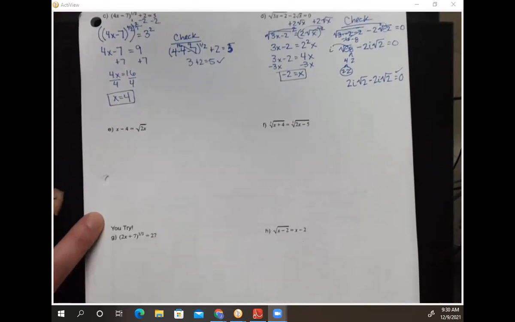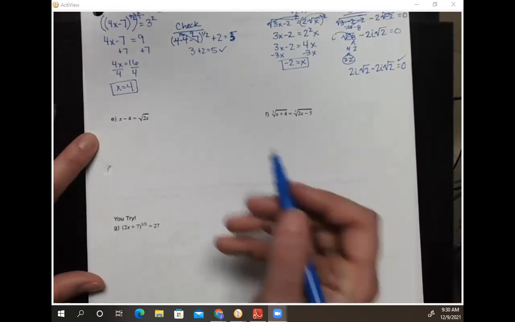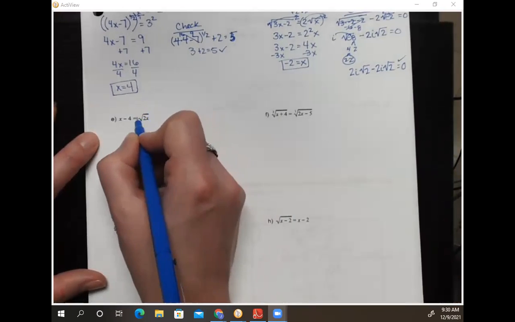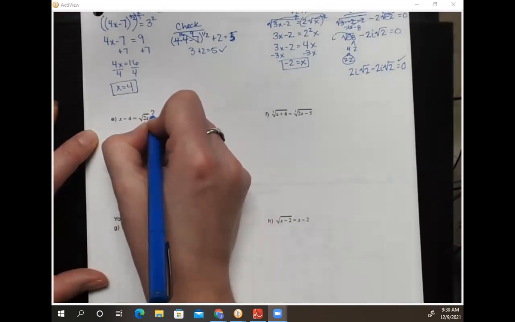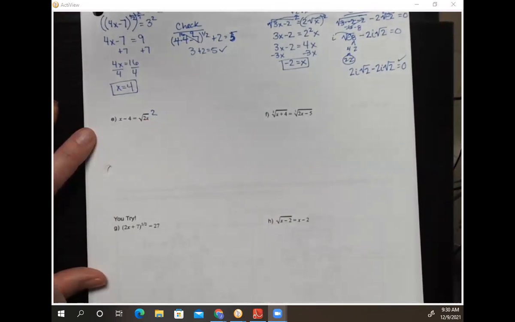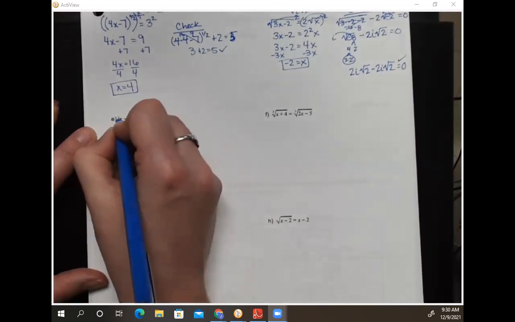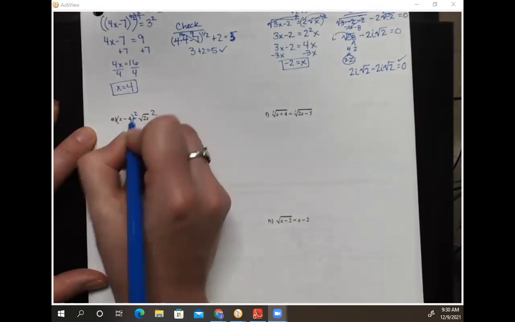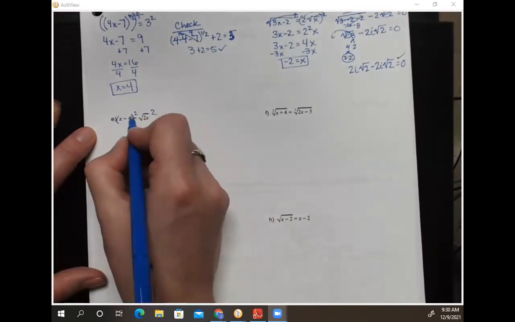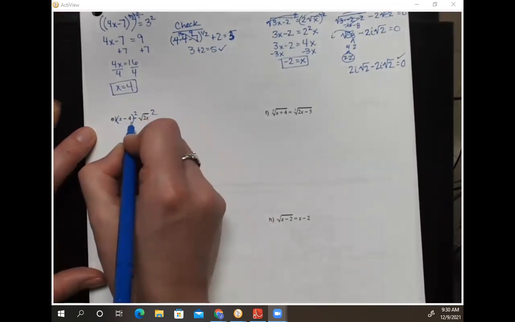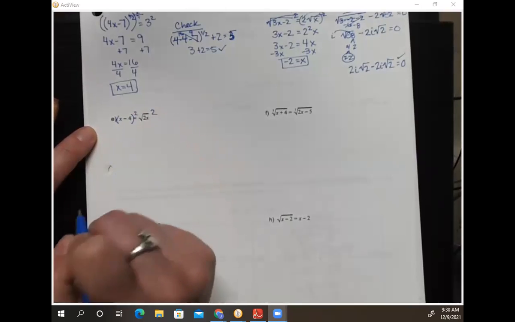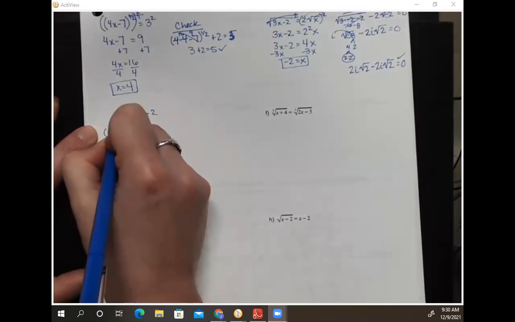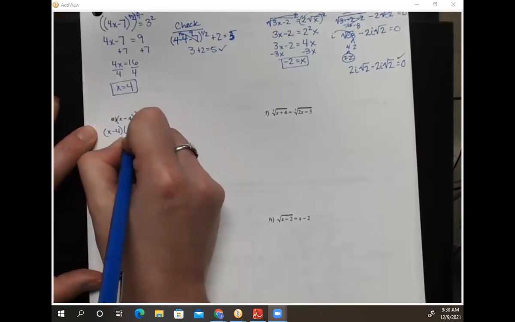Okay, let's take a look at our next example. So for E, I've got my root by itself over here. So to undo that root, I want to square both sides. And be careful on this one. We're not squaring the individual pieces, we're squaring the whole side. And when I have something in parentheses, x minus 4 squared doesn't mean x squared minus 4 squared. It means x minus 4 times x minus 4.